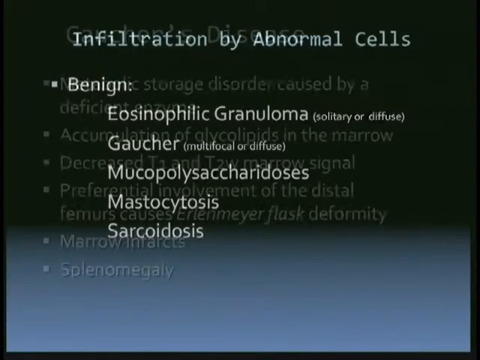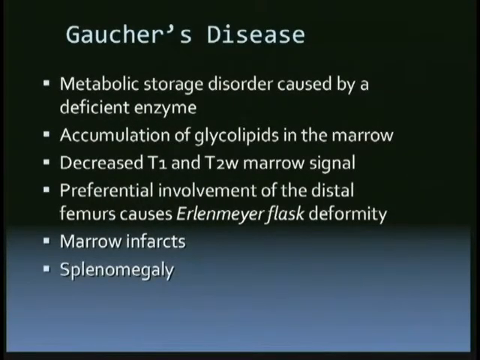Gaucher's disease is a metabolic storage disorder caused by a deficient enzyme, which causes accumulation in the marrow of glycolipids, which alter the signal intensity of the marrow, so that the marrow will have a decreased T1 and T2 signal intensity. Gaucher's disease has a predilection for the distal femurs and will cause the characteristic Erlenmeyer flask deformity. Patients will also have a tendency to develop bone marrow infarcts and often have a large spleen.